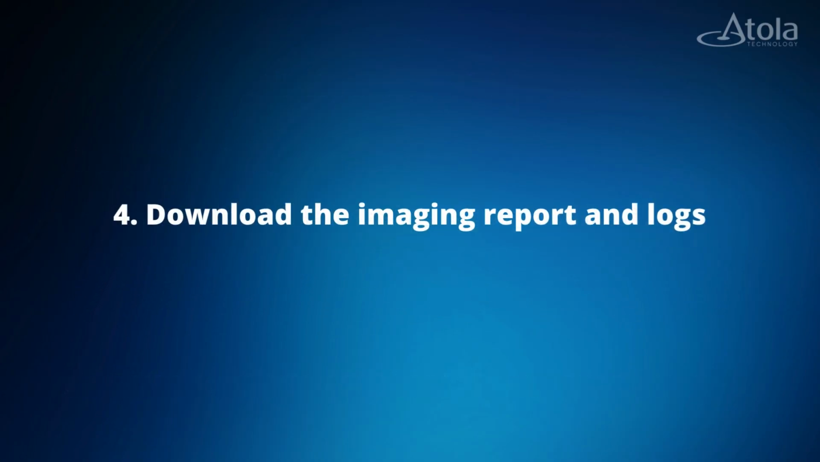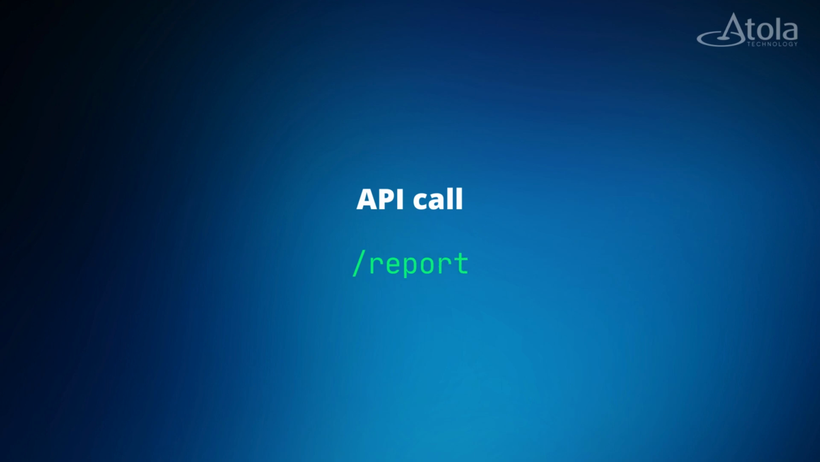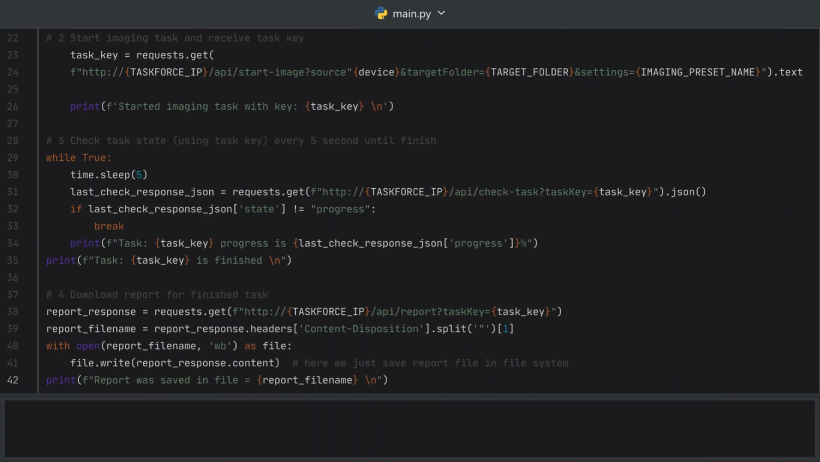Finally, when the imaging session is over, we go for the report API call, which downloads all report files and logs of the completed task as a single zip. Again, you just need to specify the task key identifier as a parameter.